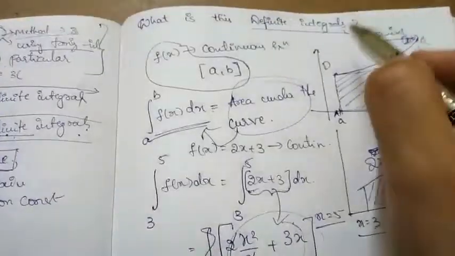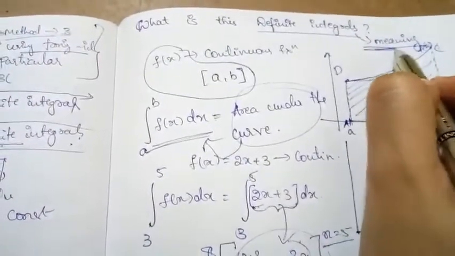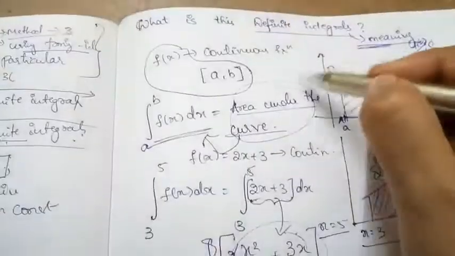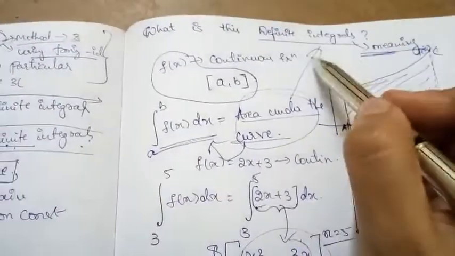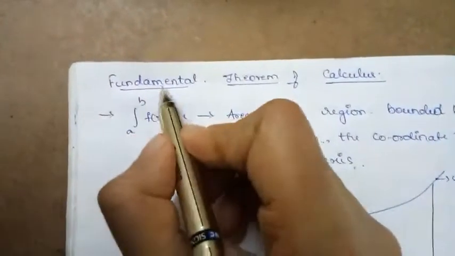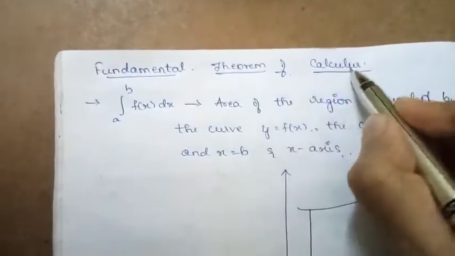So clearly, what is the graphical meaning of the definite integral? The meaning of a definite integral is nothing but the area under the curve. So the next concept is the fundamental theorem of calculus.